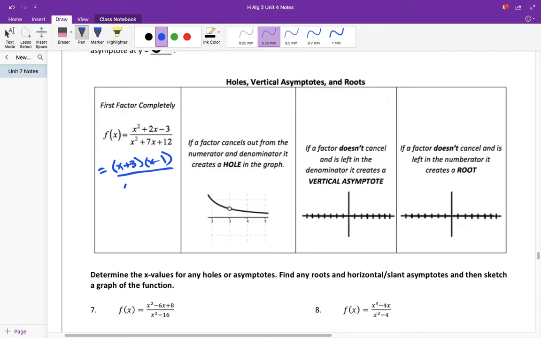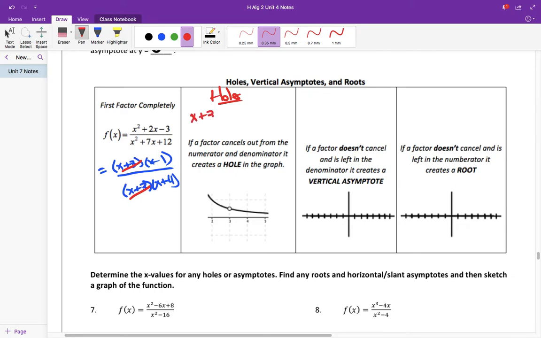For the denominator, x plus 3 and x plus 4. Sitting here looking at this, you might already notice that the x plus 3's are going to divide out. So that's the first thing we're going to talk about: holes. If a factor cancels out from the numerator and denominator, it creates a hole in the graph.